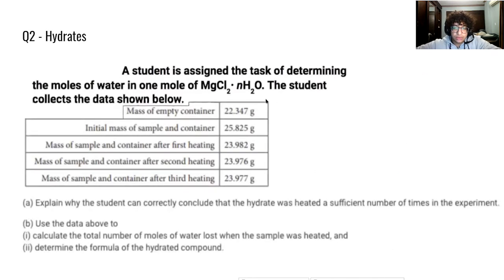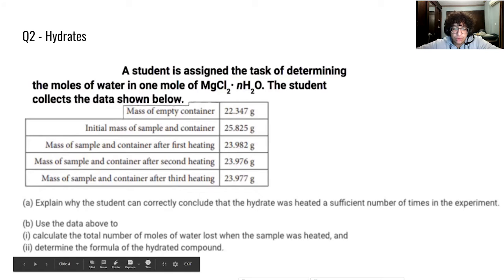It states a student is assigned the task of determining the moles of water in 1 mole of magnesium chloride and the prefix H2O, or the hydrate. The student collects the data shown below, and just a tip from me to you, I don't want you to be alarmed by the table. I know it's a lot of numbers and that it seems confusing, kind of vexing. However, once you start to pull out the givens and once you start to subtract, it's going to be much, much easier. And so let's cover the first question.